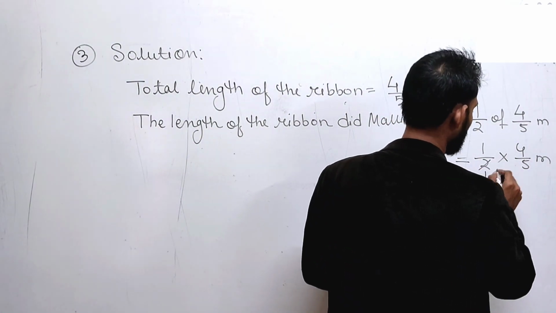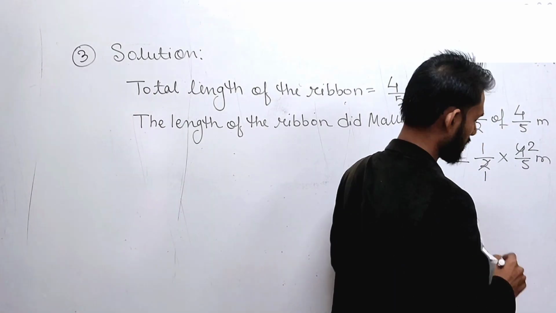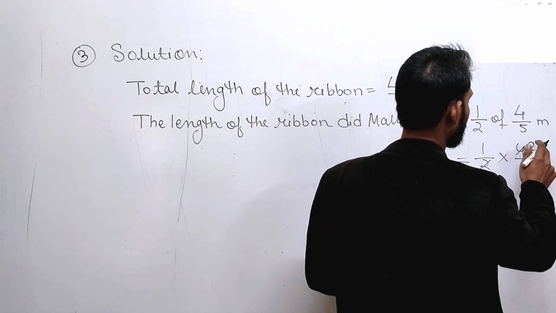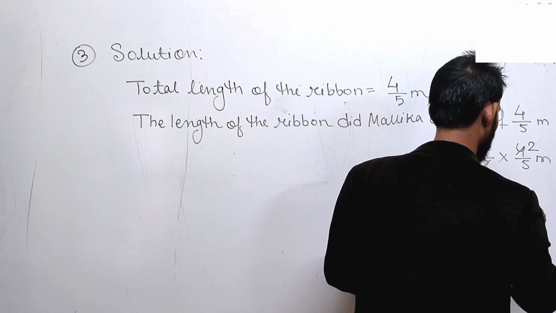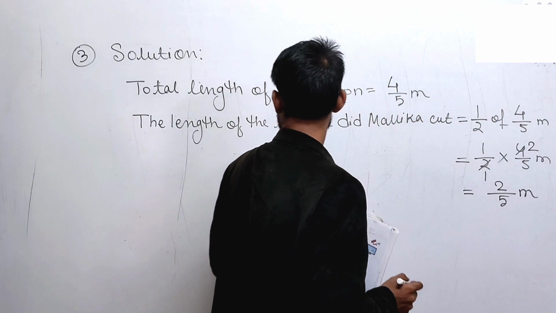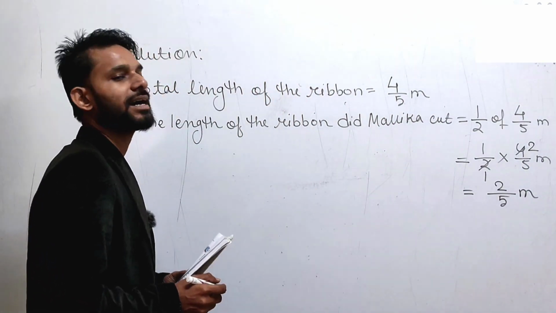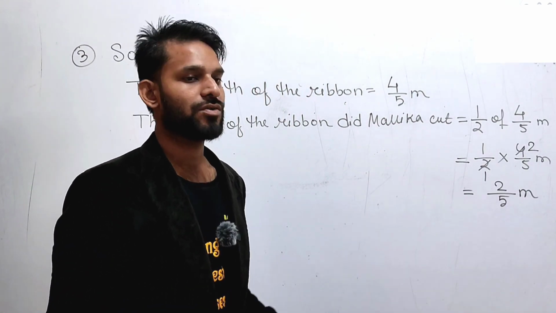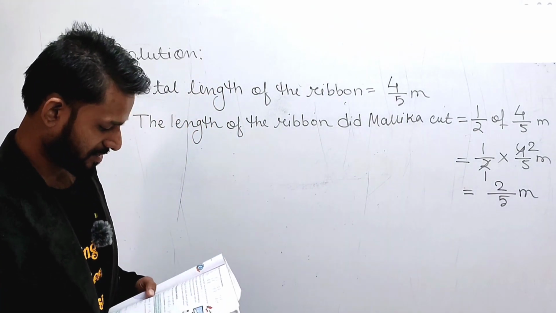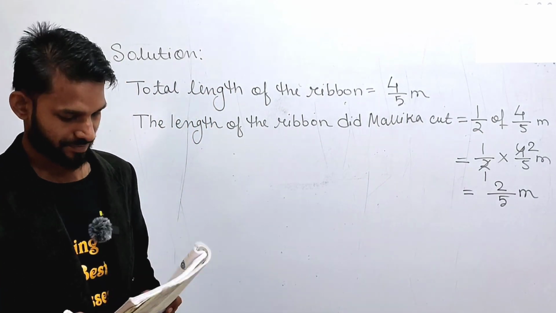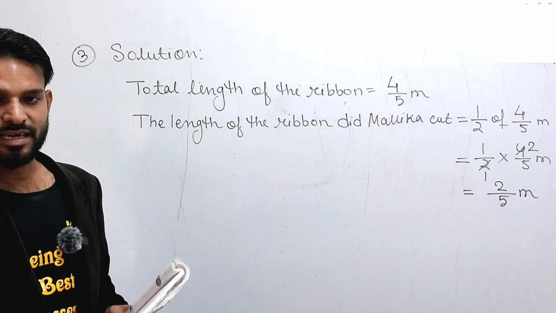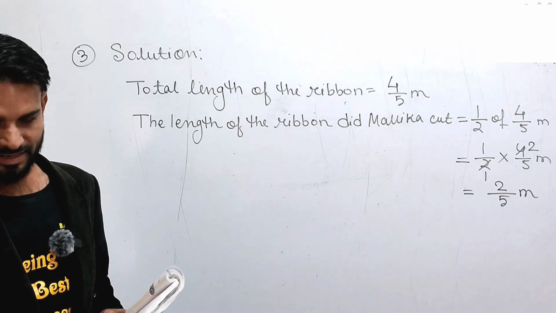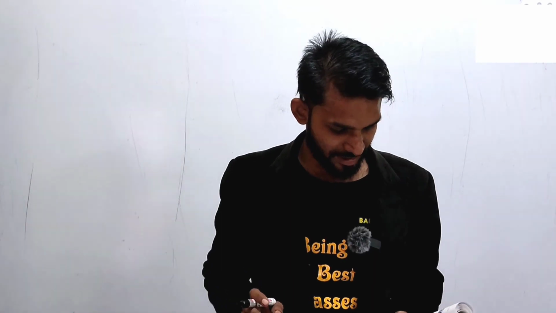So 2 ones are 2, 2 twos are 4, which equals 1 into 2, that is 2, divided by 1 into 5, that is 5 meter. So what is the length of the ribbon Malika cut? That is 2 by 5 meter. So this is our answer. Clear? So no need to write, I will already give you on WhatsApp. Clear? So now next, question number 4.